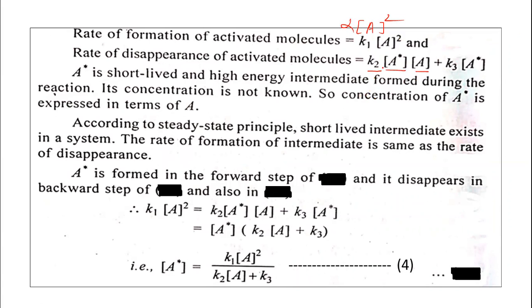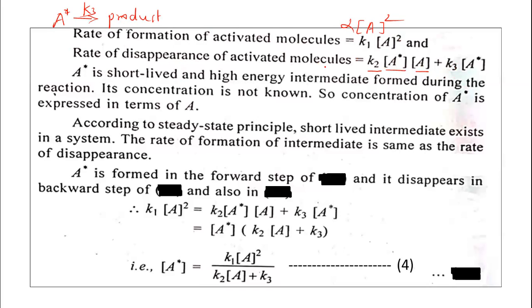Now, if you see the second stage, what happens there? In the second stage, the activated molecules, A star, are converted to the product. And what is the rate constant here? K3. So this is also a disappearance of the activated molecules, so we have to add that also here.